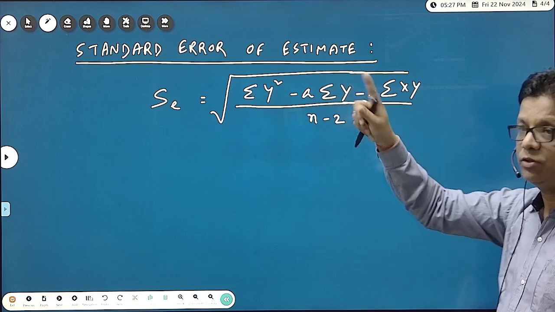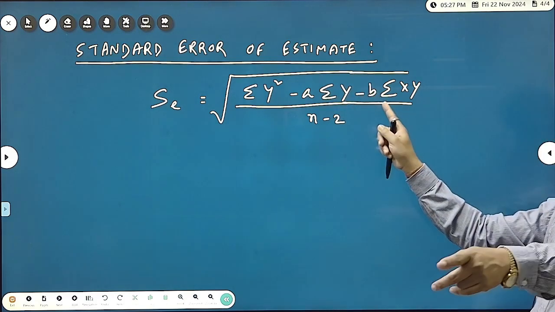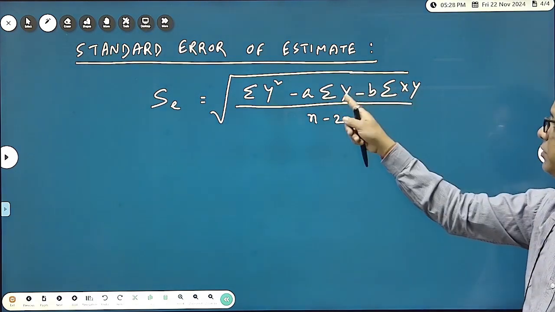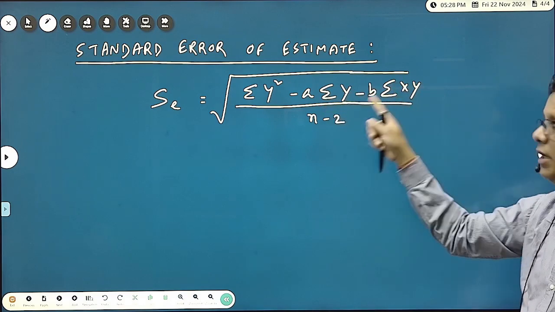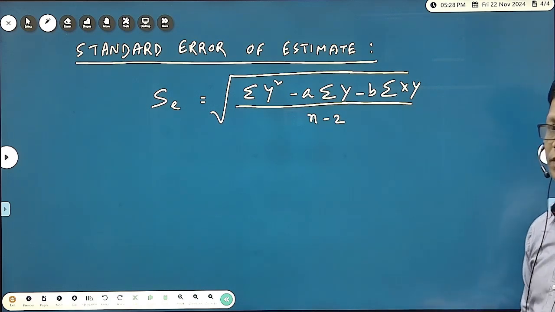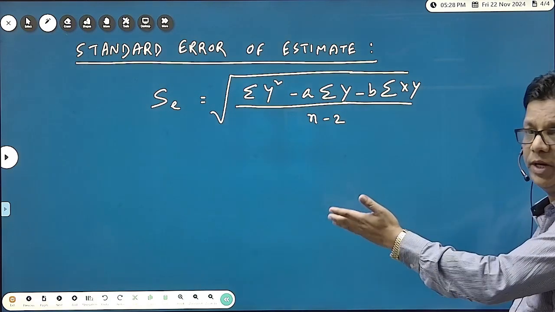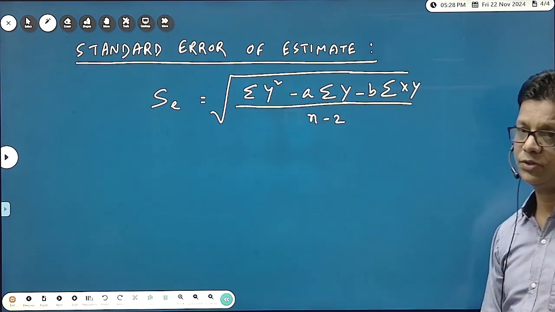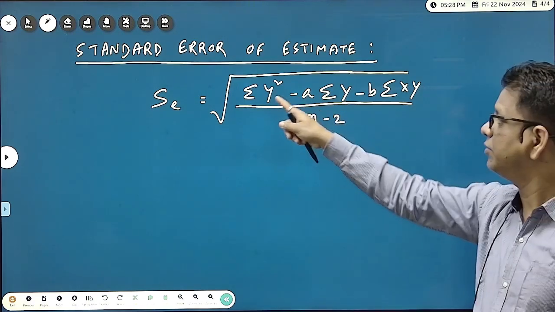The a coefficient. There are two, b and a. So b also you know how to find it. Then you just have to put summation of y multiplied by a, b multiplied by summation of xy. Then n is the number of terms. So in the last question n was 5. So it will be 5 minus 2, 3. So these terms all are known to you.